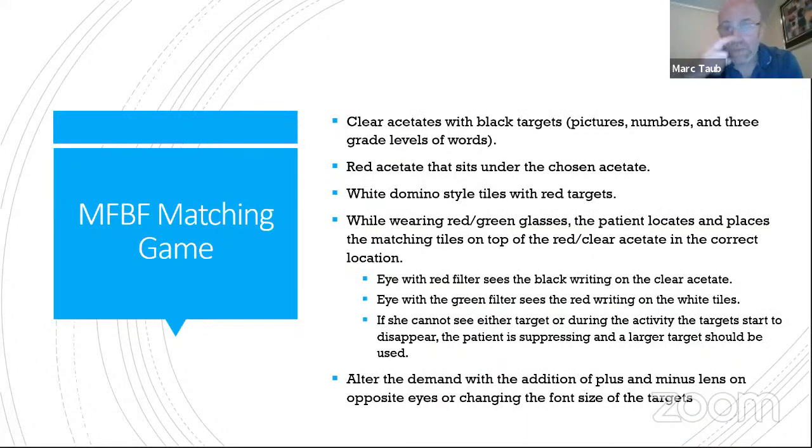The neat thing with that is that you can make it even harder by the addition of plus and minus lenses. So say I put plus in one eye and minus in front of the other eye. It's never plus in front of both eyes or minus in front of both eyes, because we want that kind of bimming and bopping, focusing, not focusing, stimulation, relaxation, as we're going back and forth.